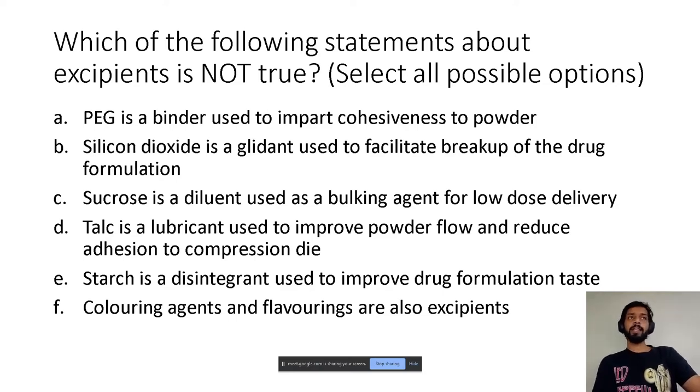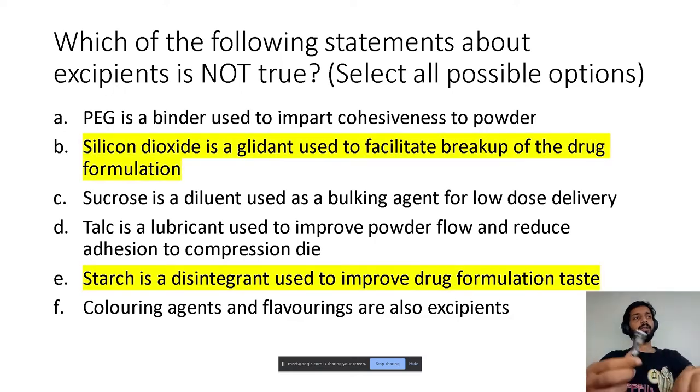Silicon dioxide is not a glidant, so it's not really used to facilitate the breakup of the drug formulation. Sucrose is a diluent. A lot of medicine tablets use sucrose as a bulking agent, so option C is what pharmacies routinely use.